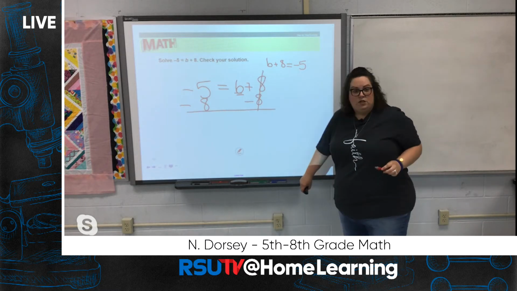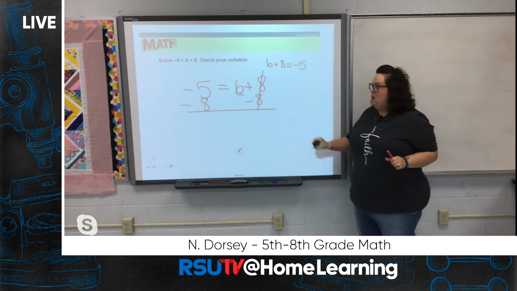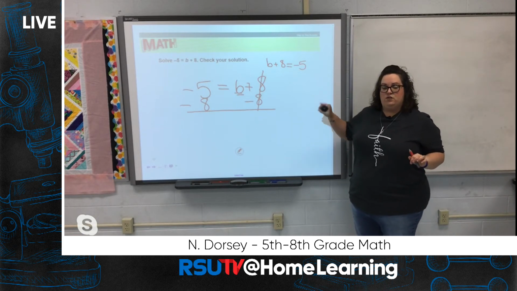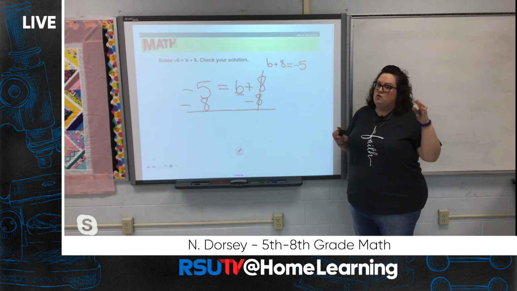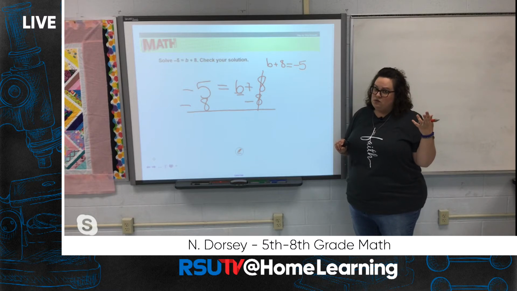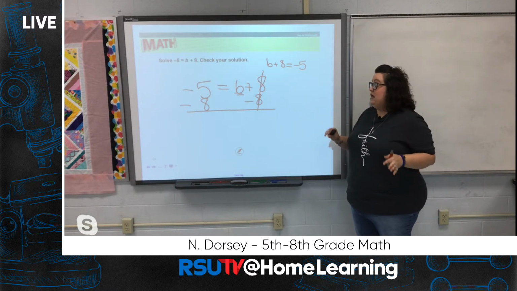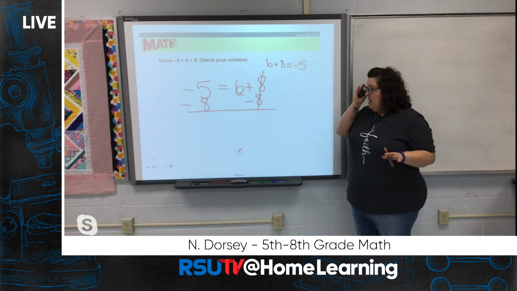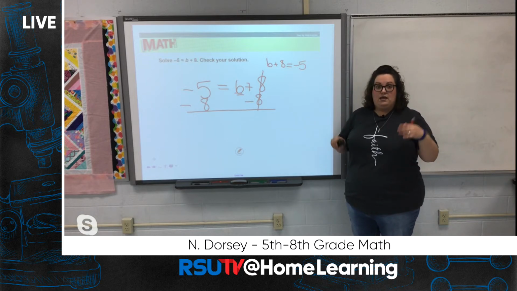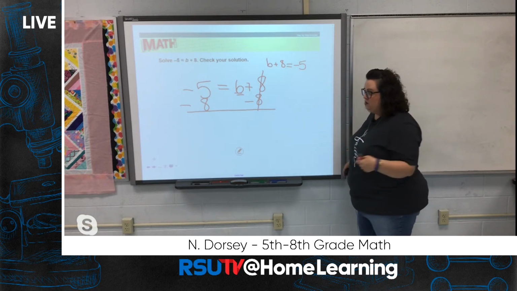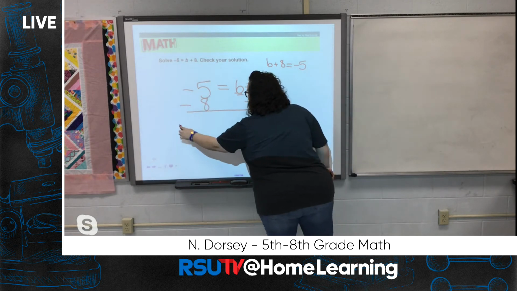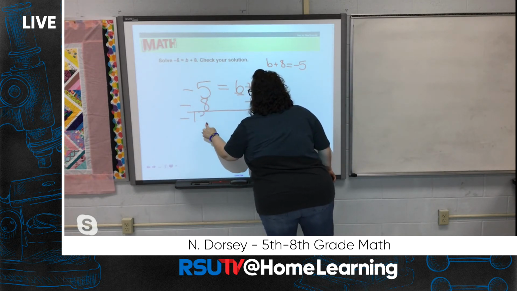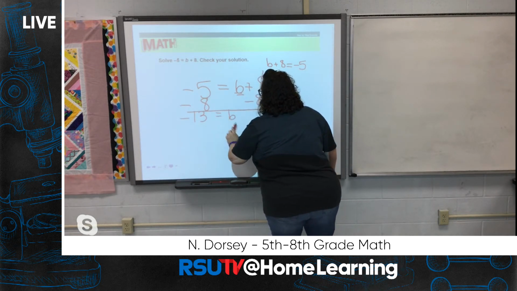Now, please think of your integer rules. I have the same sign. I have 2 negatives. Don't think of your multiplication rules because that's completely different. In addition, when I have 2 signs that are the same, I keep the sign and I just add the numbers. So my answer here is -13 equals b.